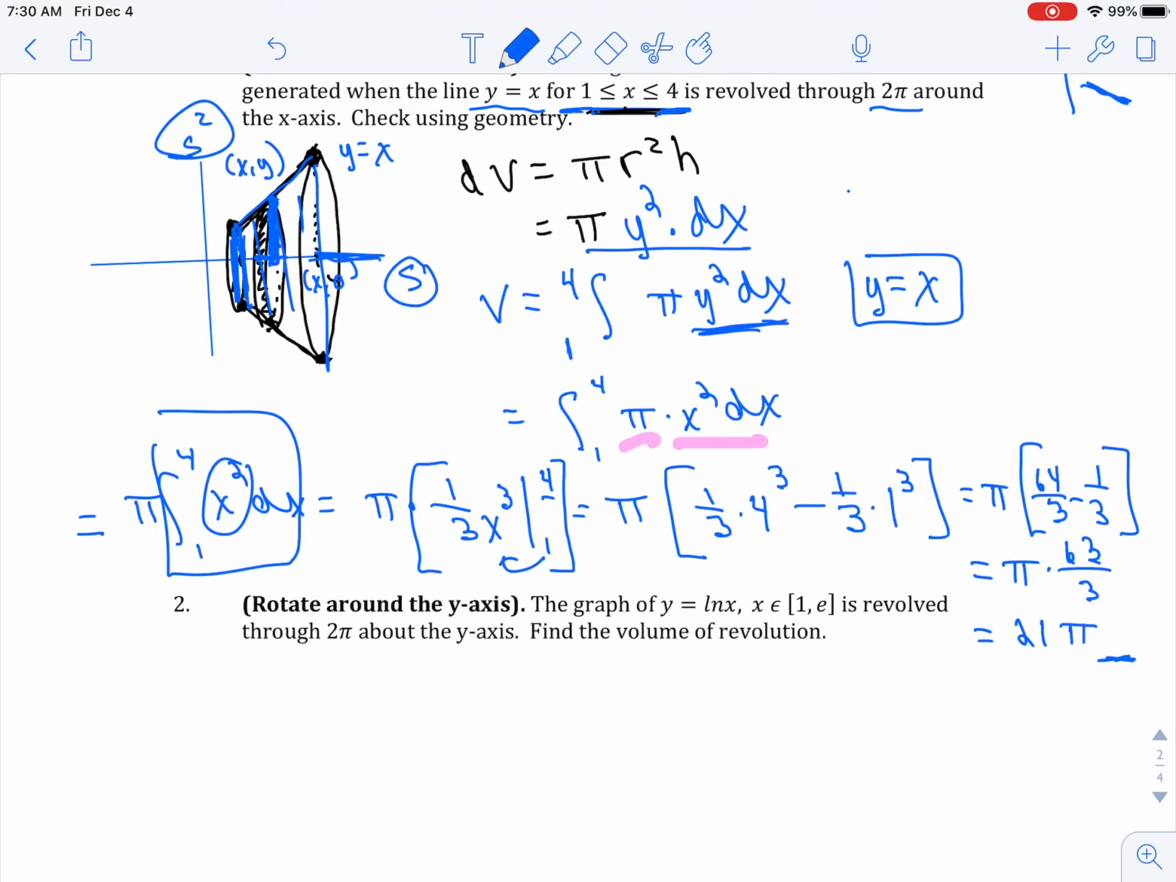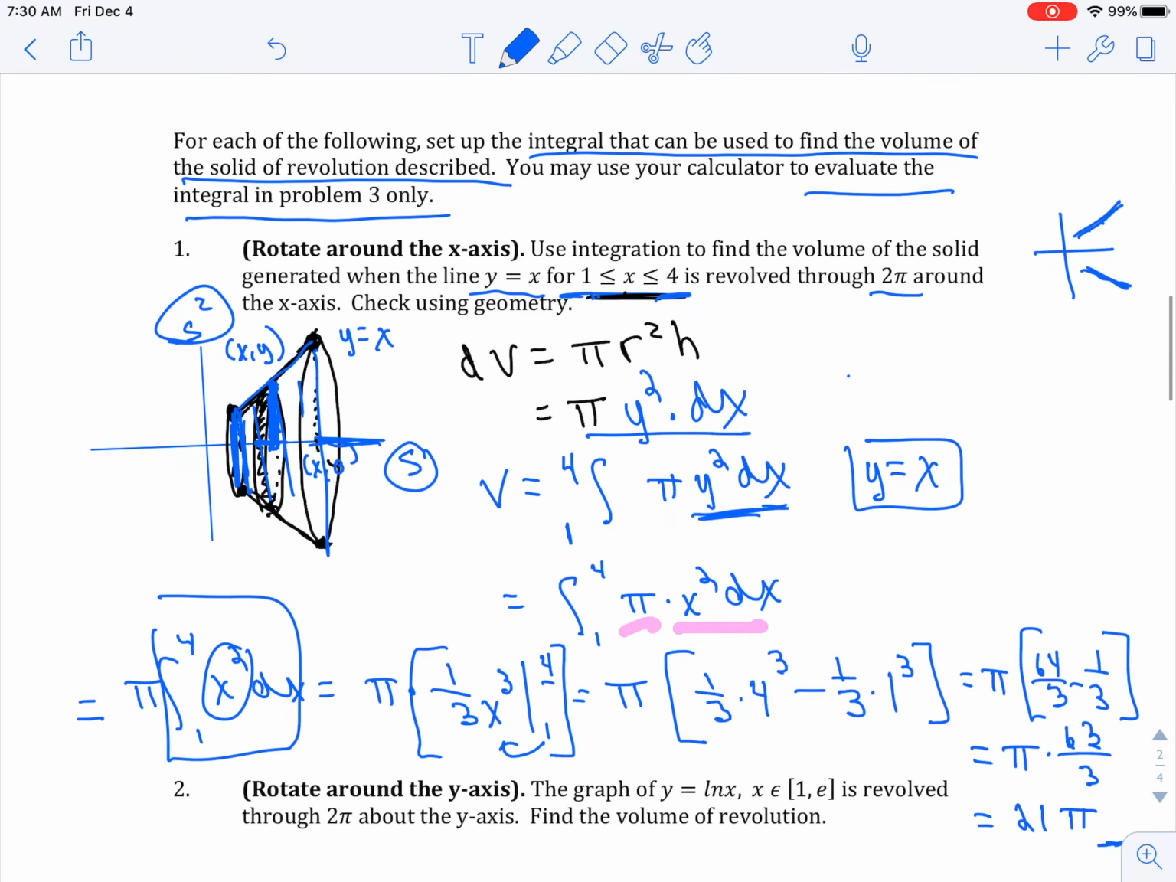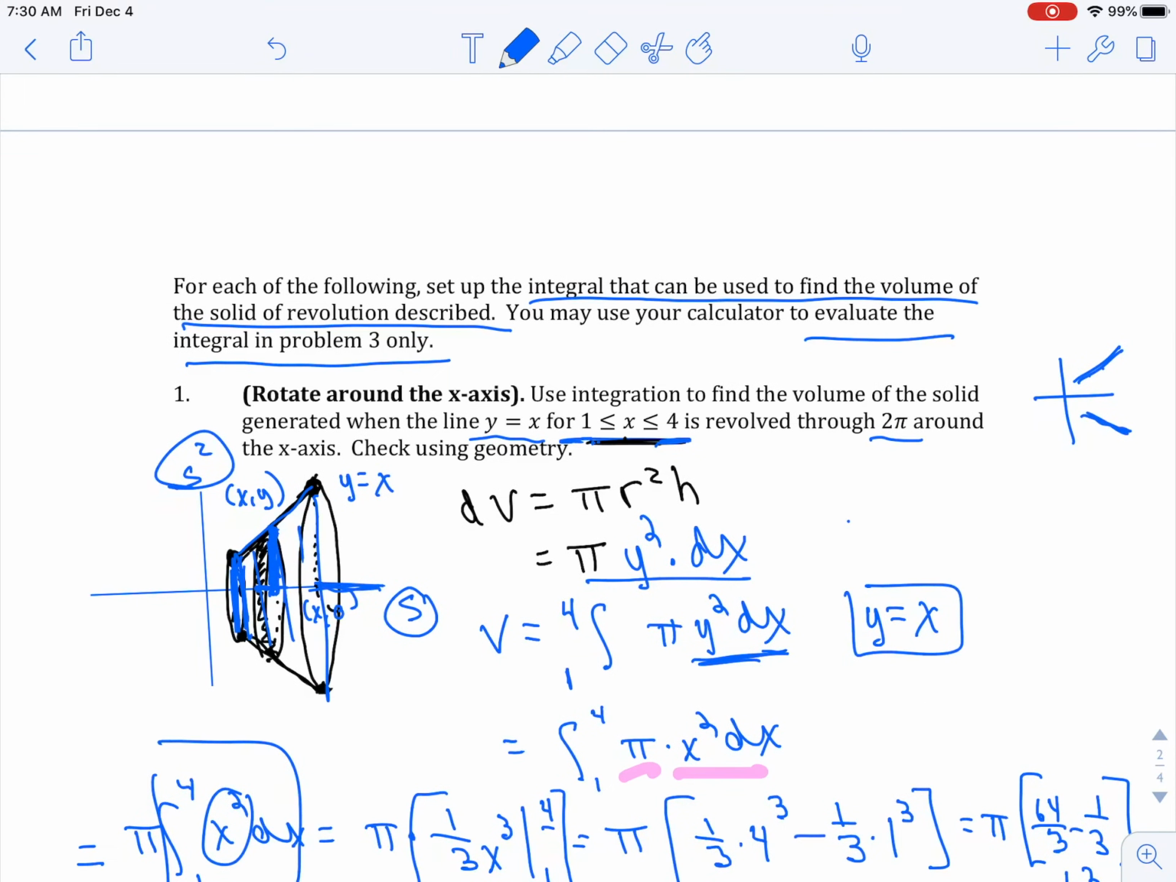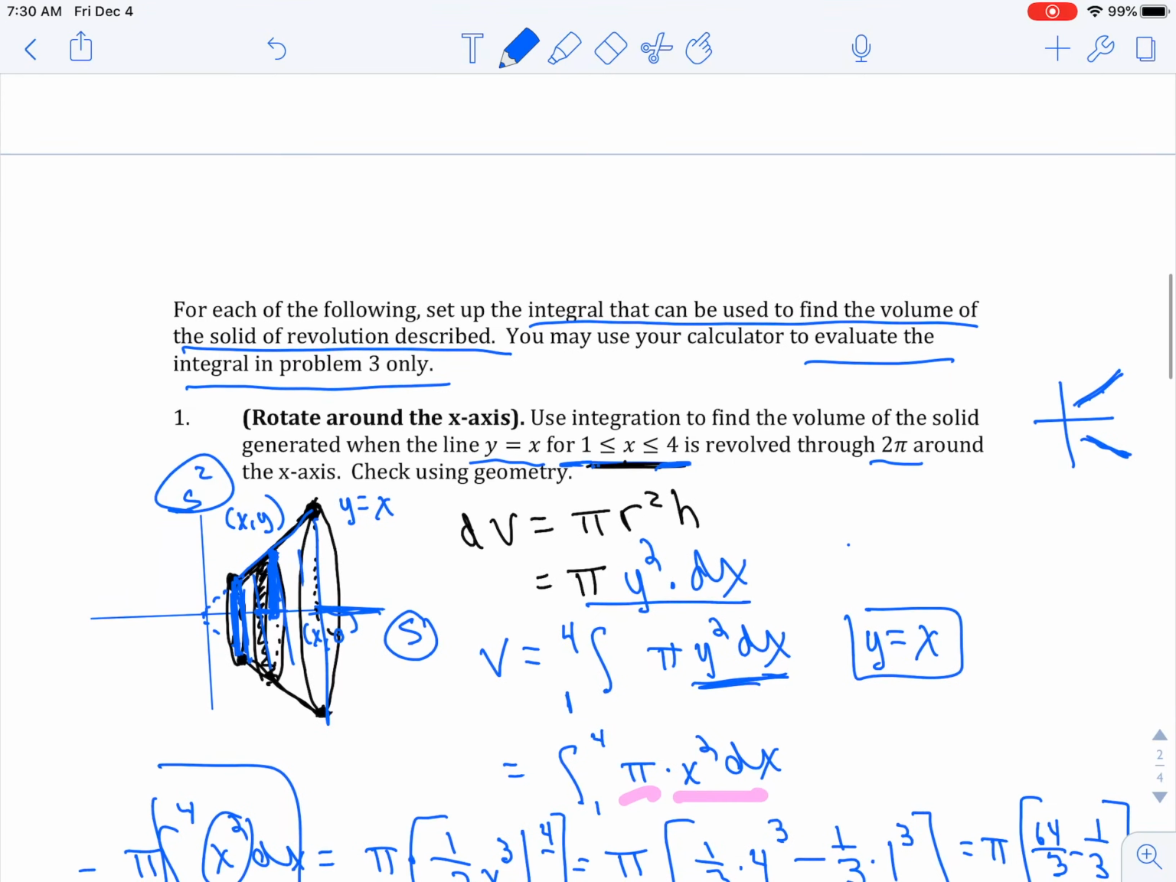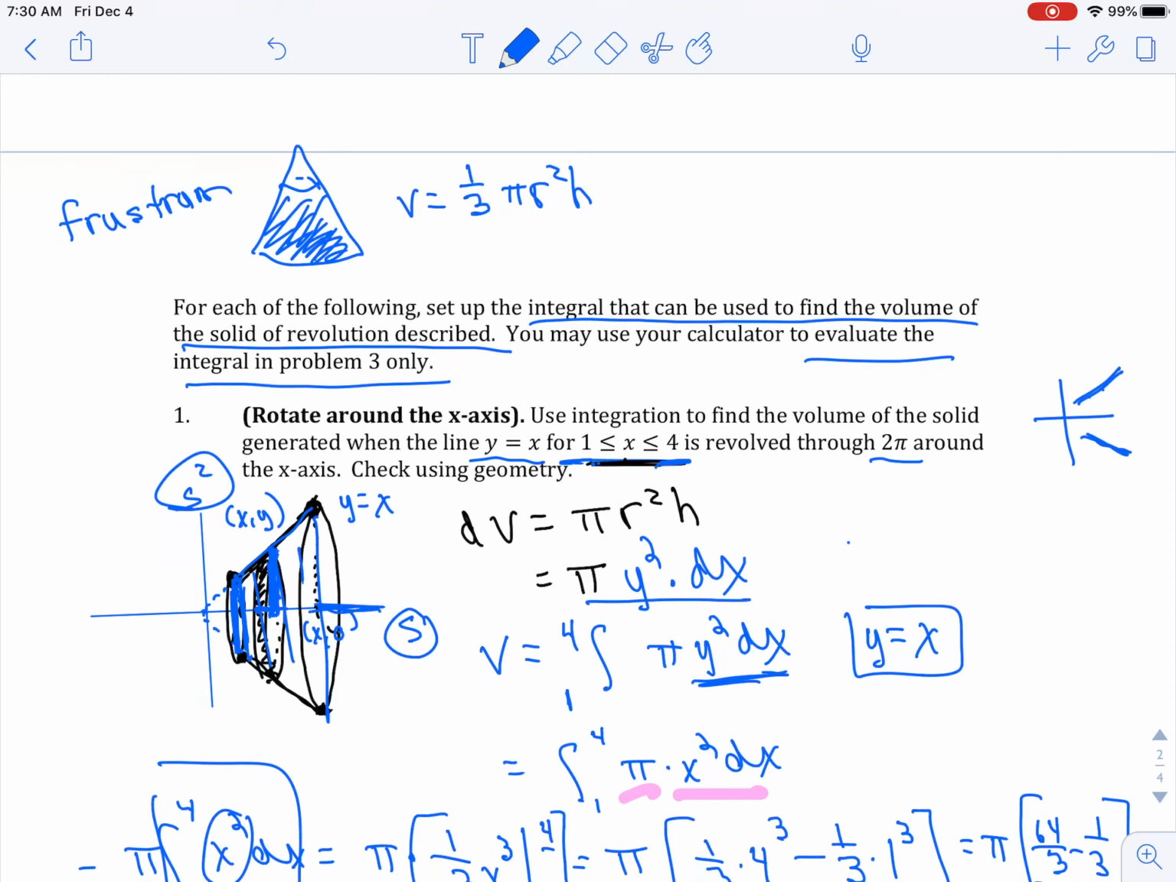Now, on this one, I do want to point out that we could find this volume geometrically because this is a truncated cone. So remember that this continues on to here. And so what we have is basically a cone like this with the tip cut off. It's actually called a frustum. It is this piece right here. And remember that the volume of a cone is 1/3 pi r squared h. And so we could actually find the volume of this frustum geometrically and compare and see what we get.